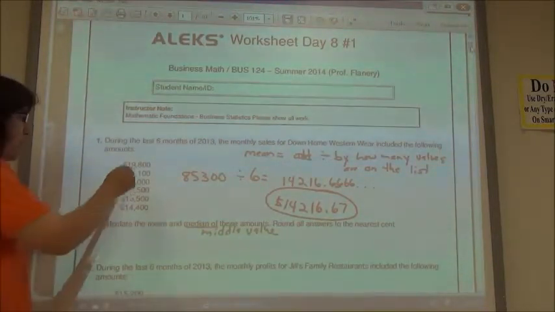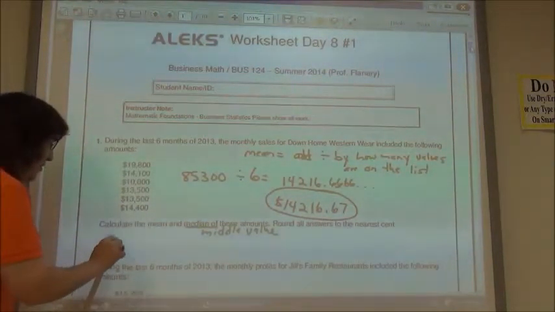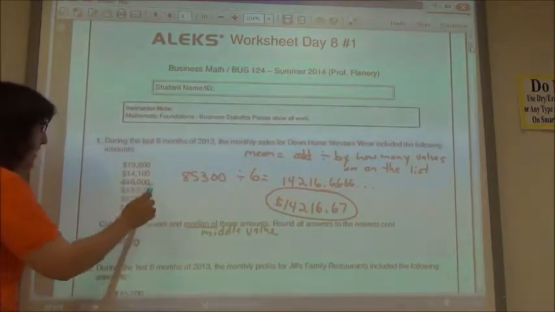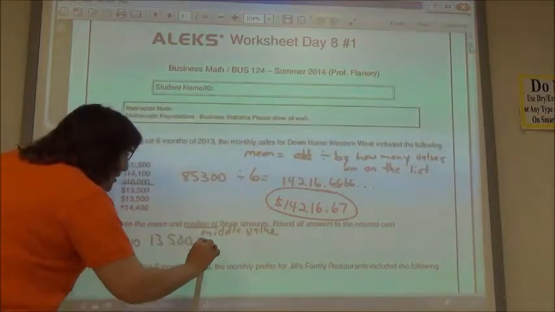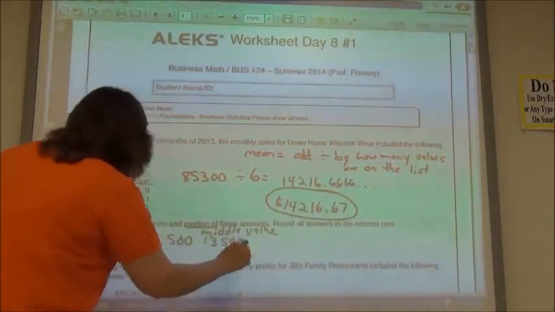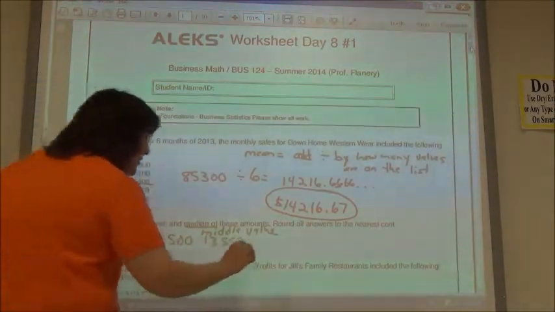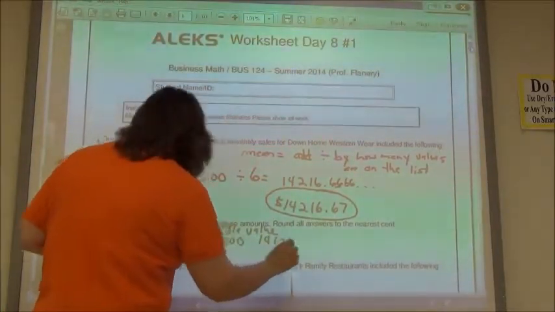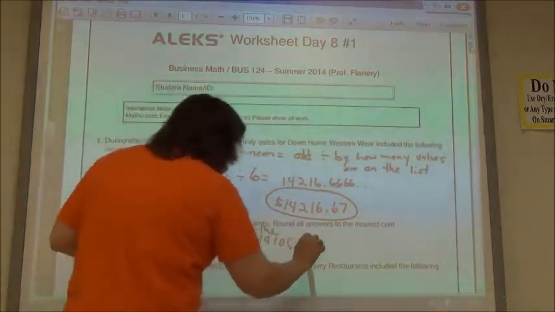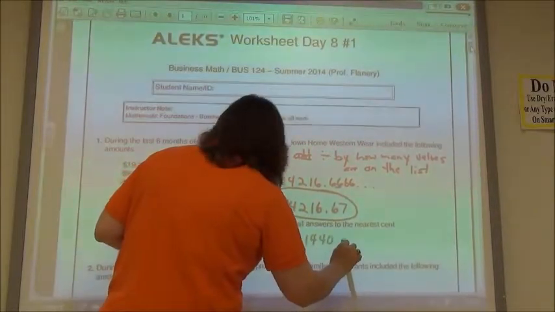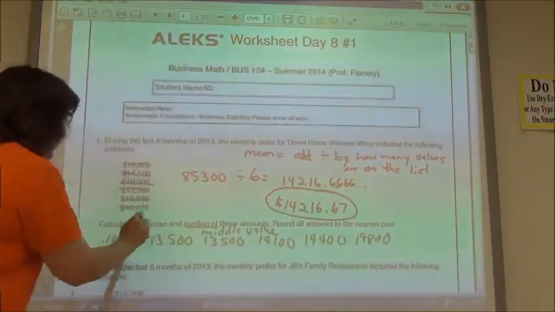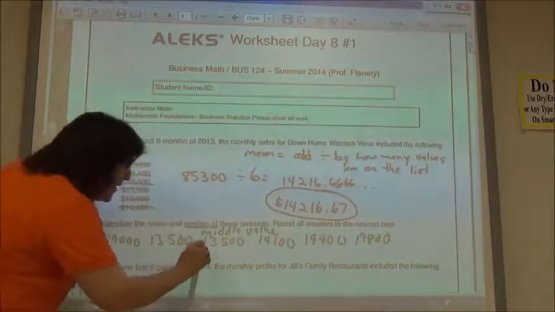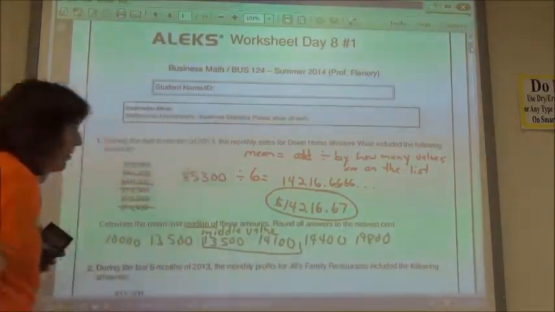So I'm going to start and put these in order. So the 10,000 is the smallest, and then I have 13,500 and another 13,500, 14,100, 14,400, and 19,800. So I'm looking for the 2 in the middle. These would be the 2 in the middle.